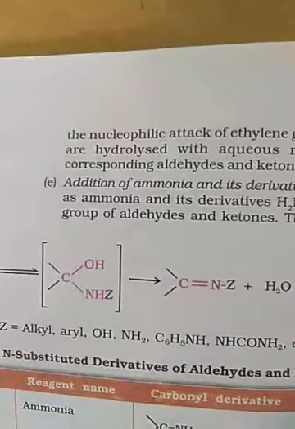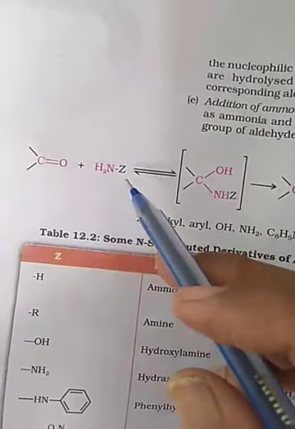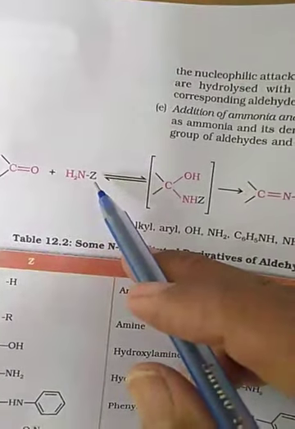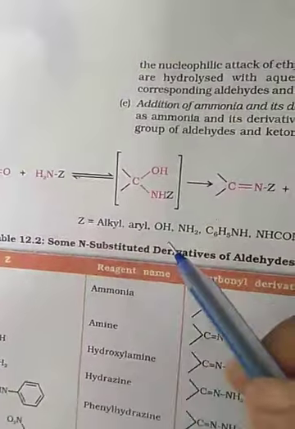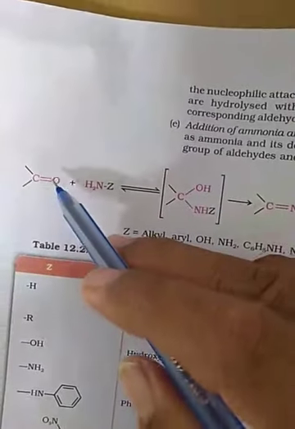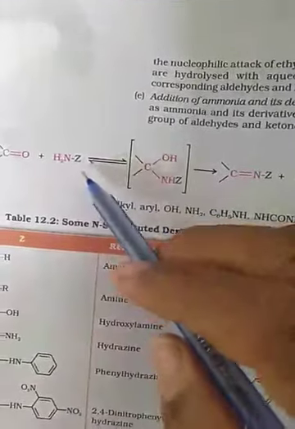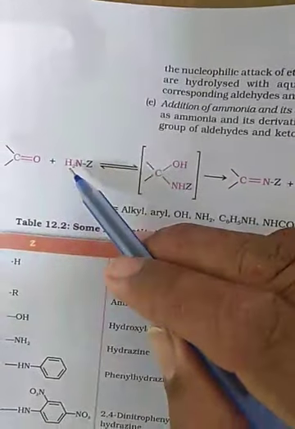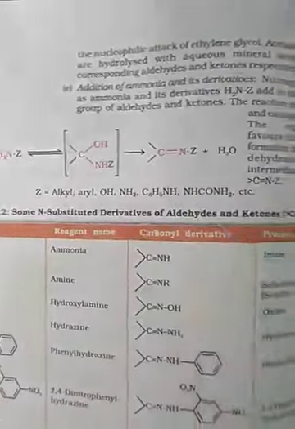Now the E, addition of ammonia and its derivatives. See, addition of ammonia, NH3, no? So instead of NH3 we are showing with another Z group. Z may be alkyl, aryl, OH, NH2, benzene, whatever. So how will they do? Double bond will break. OH protons transfer, that is the intermediate product, and you are getting NHZ. From H it will go here, and the final product you are getting is this.